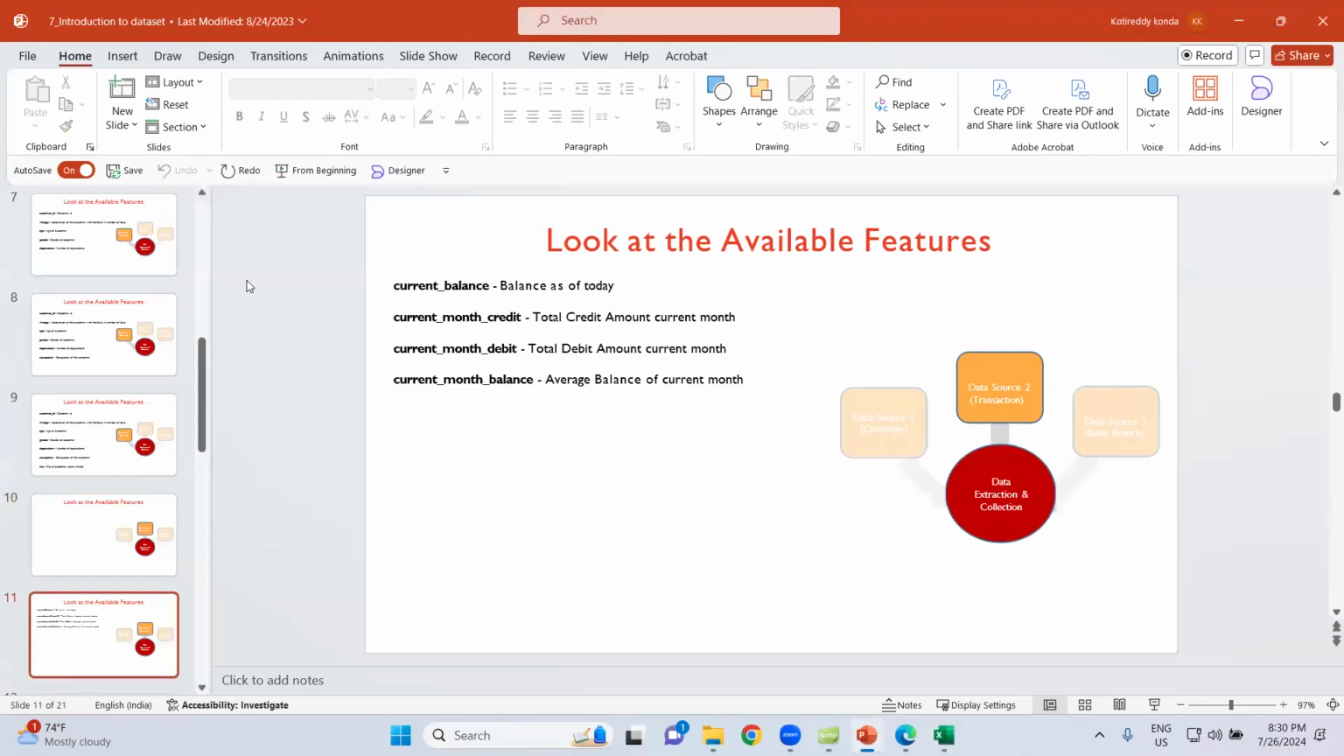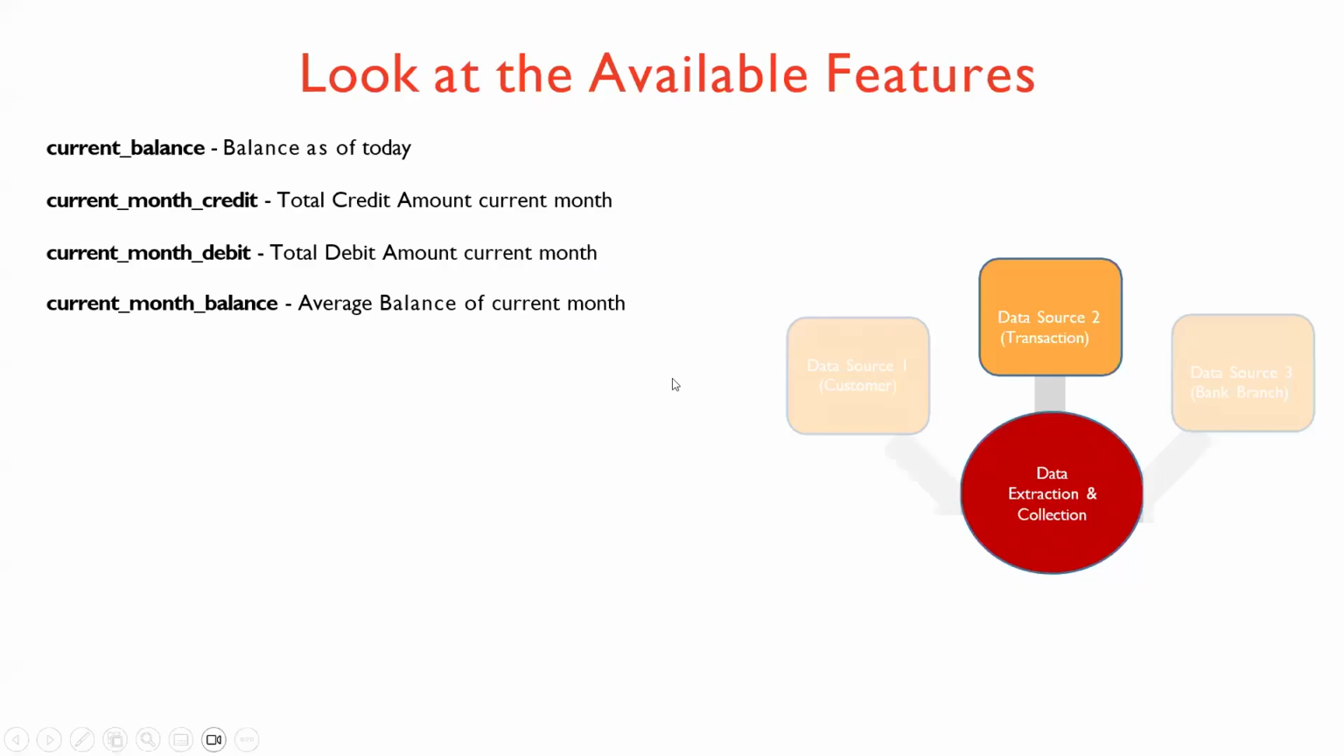Now let's look into the balance variables. Current balance: what is the balance as of today in your account? Current month credit: the total credit amount, how much money came in as salary. Current month debit: how much you have spent within the month. To get the current balance, it should be current month credit minus current month debit.